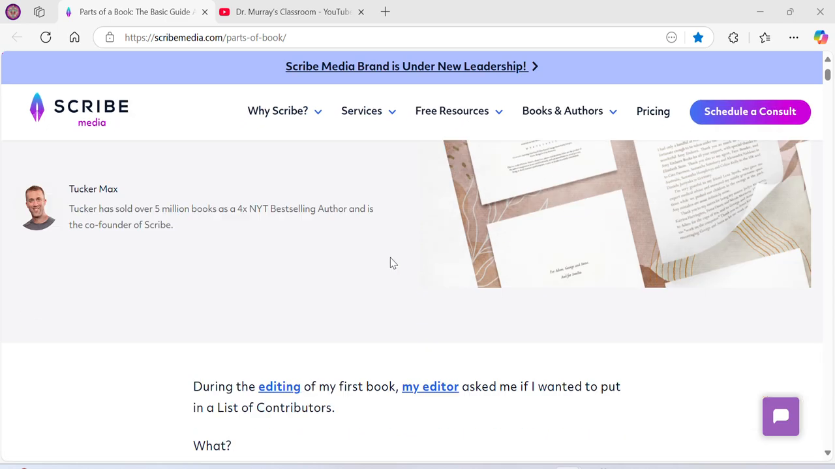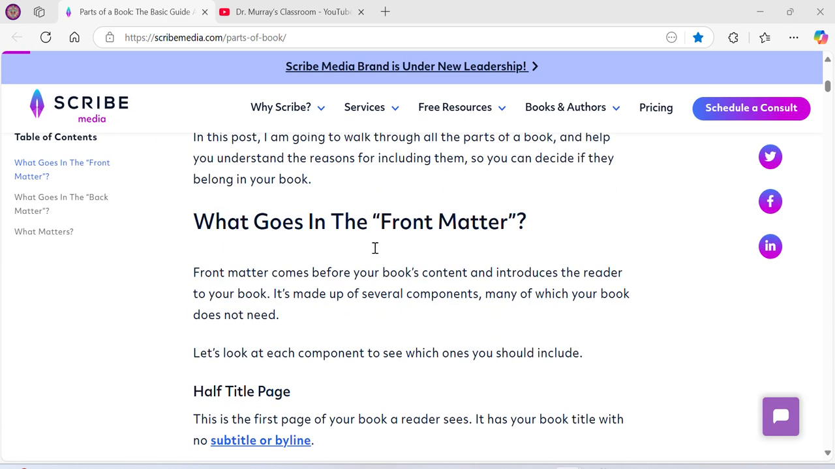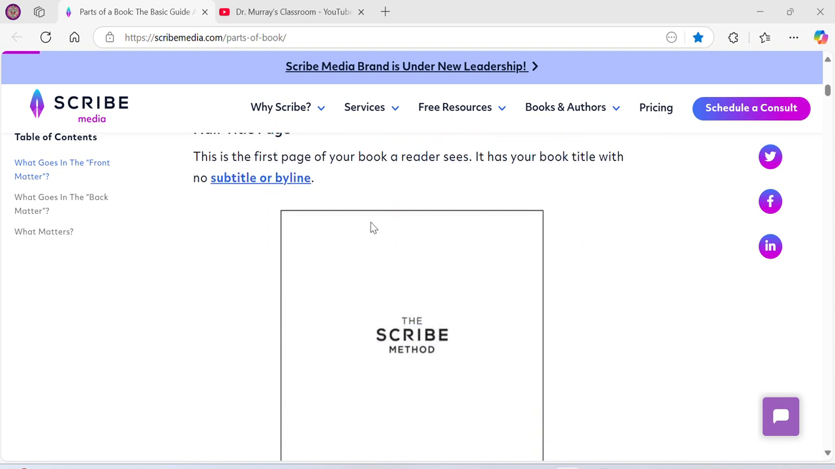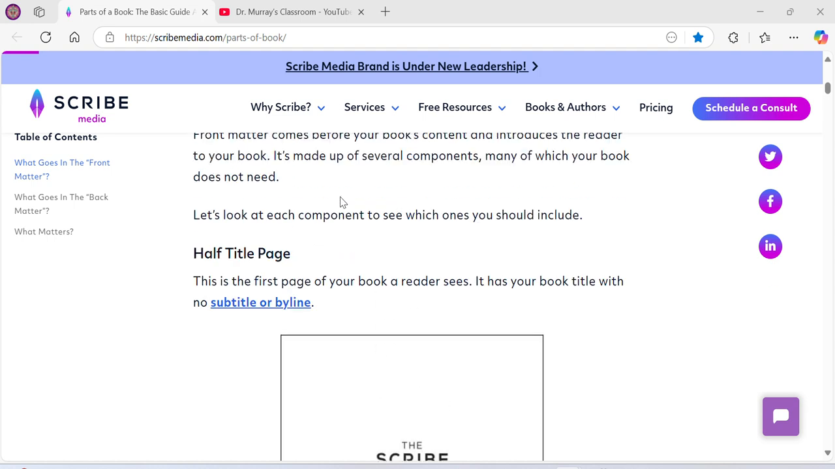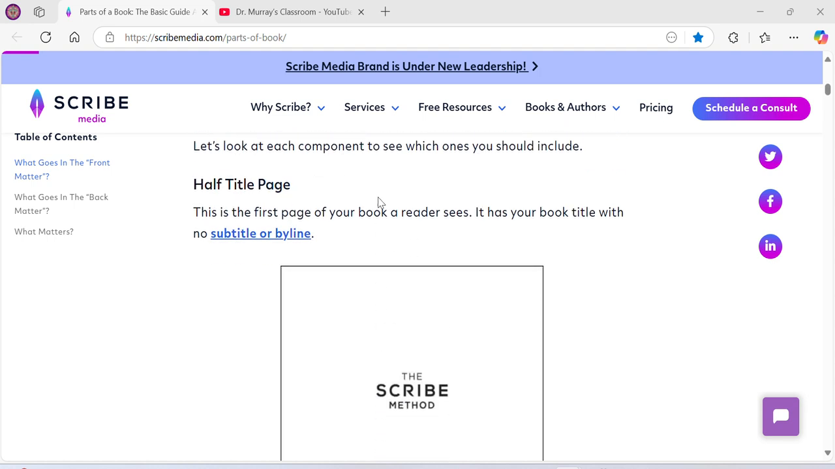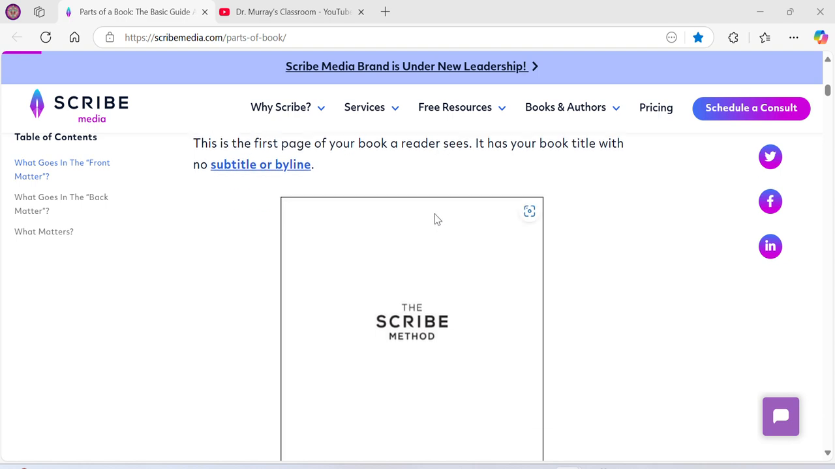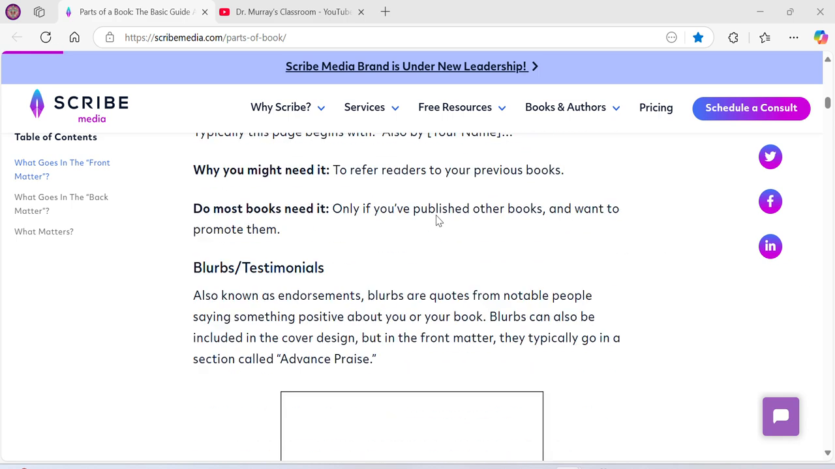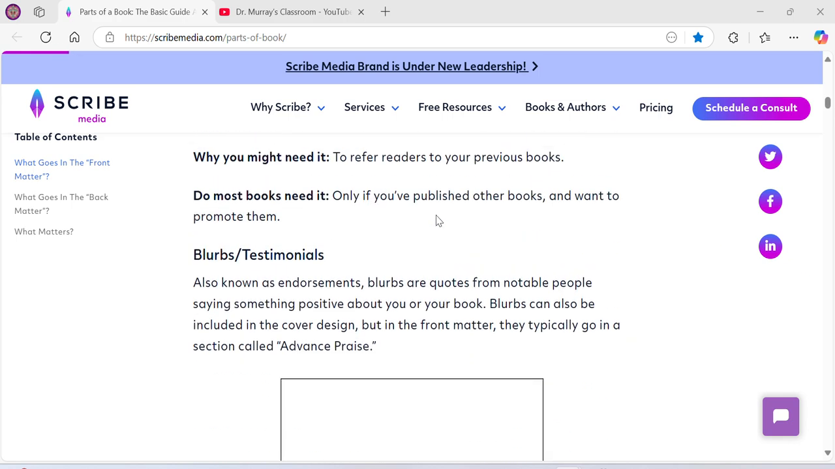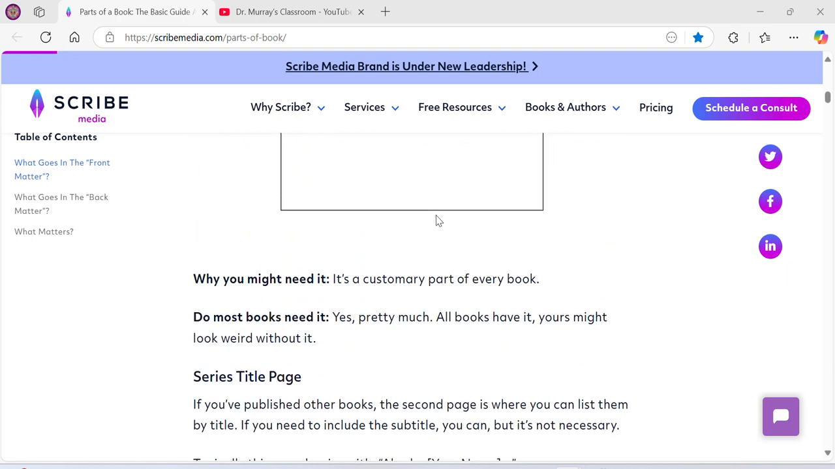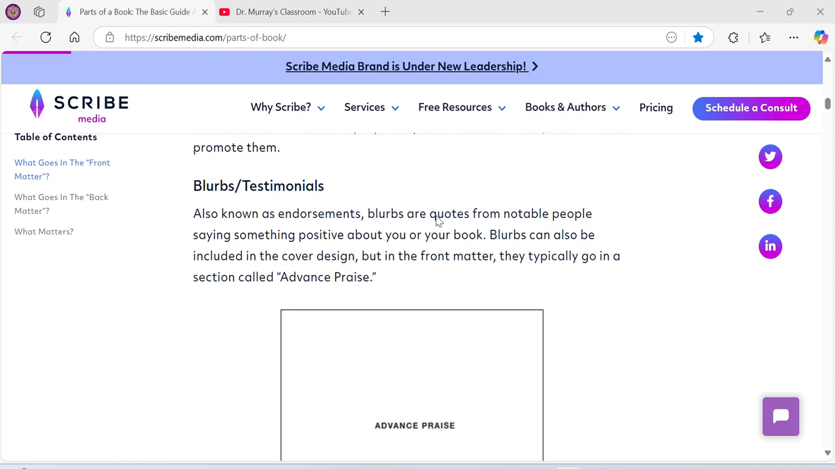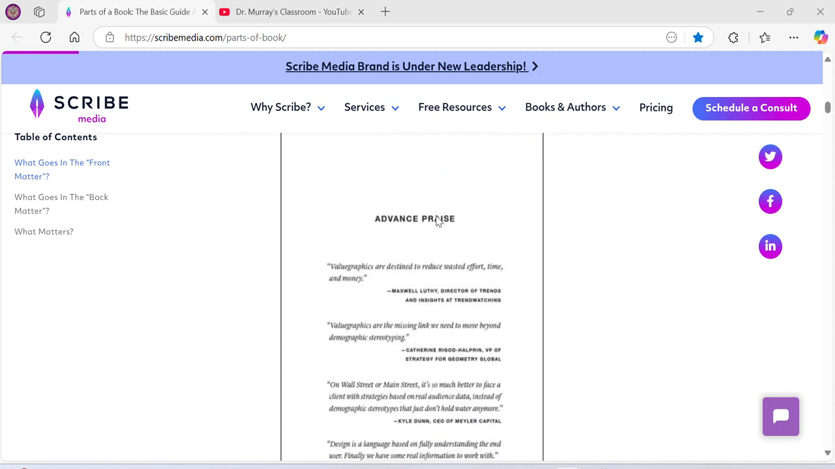So, the anatomy of a book shows you the front matter. Okay, the front matter. What we have here is a half title page. It's not necessary, but it's more important to have the title page. But here, if you go down, you can see it has some blurbs and testimonies.